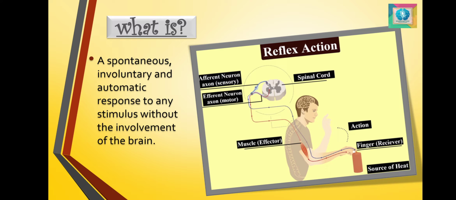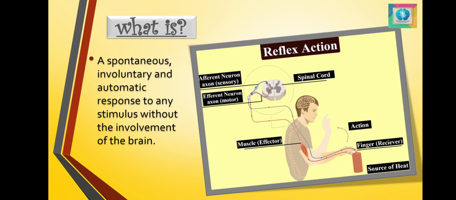When a pin pricks our hands or legs or we touch something very hot, we suddenly withdraw them. In such conditions, our reactions are instantaneous, involuntary, and very quick. It doesn't require much of a thinking process and conscious brain control. These types of actions are termed reflex actions. So, reflex action is a spontaneous, involuntary, and automatic response to any stimulus without the involvement of the brain.